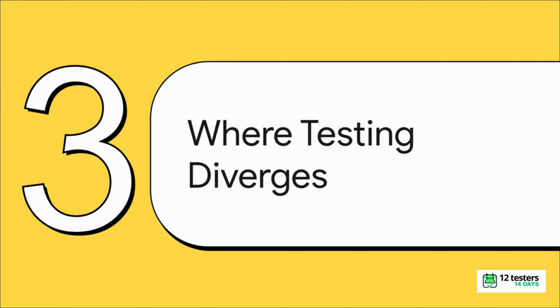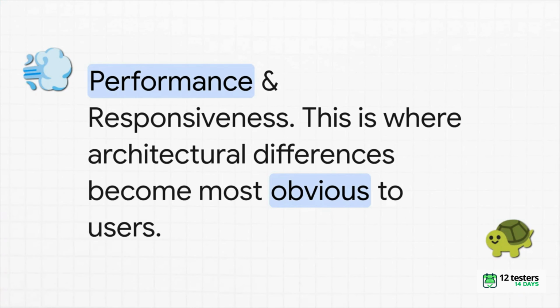Okay, so building on that, now that we get the core difference, let's dig into exactly where the testing plans for these two app types have to split off. This is where you can really start to spot the potential gaps in your own strategy. First up, let's talk about performance and responsiveness. This is where those architectural differences become super obvious and, frankly, super frustrating for your users. We all know a slow, laggy app is a deleted app. It's as simple as that.